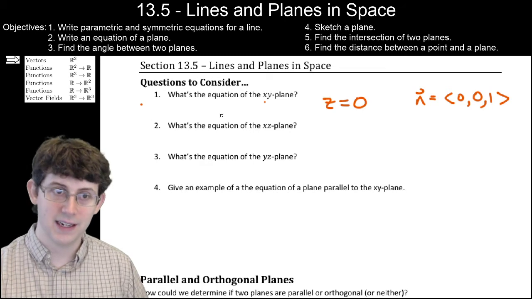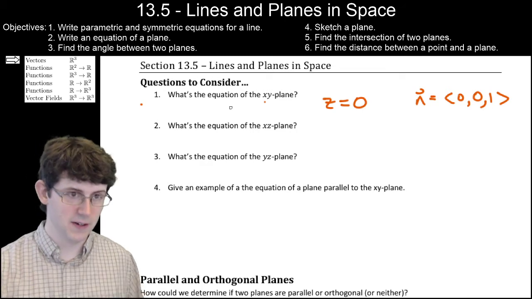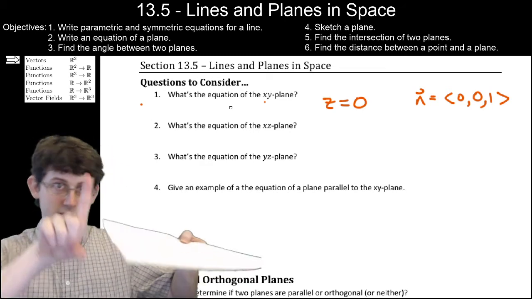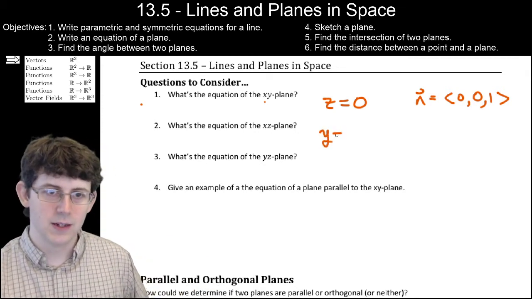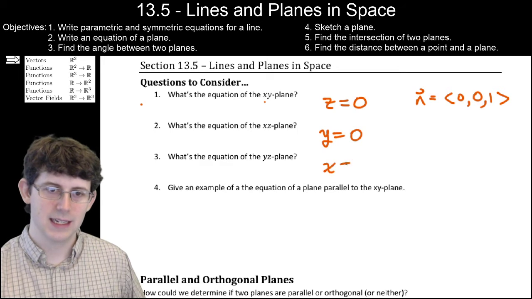So a normal vector for the xy plane would be, if you're in the xy plane, a normal vector points straight up. Similarly, the xz plane is y equals 0, and the yz plane is x equals 0.